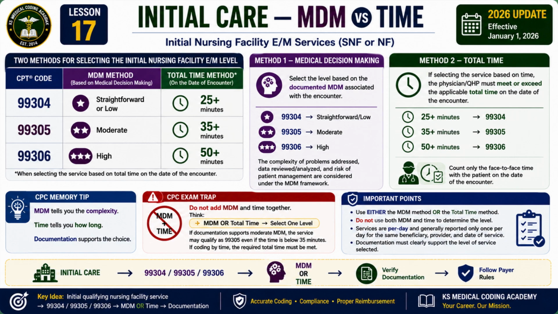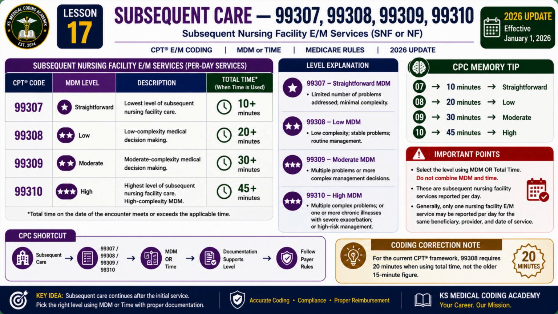MDM tells you the complexity. Time tells you the total time. Documentation supports the code. Next, we'll move to subsequent nursing facility care, 99307 through 99310. Now let's look at subsequent nursing facility care, reported with 99307 through 99310.